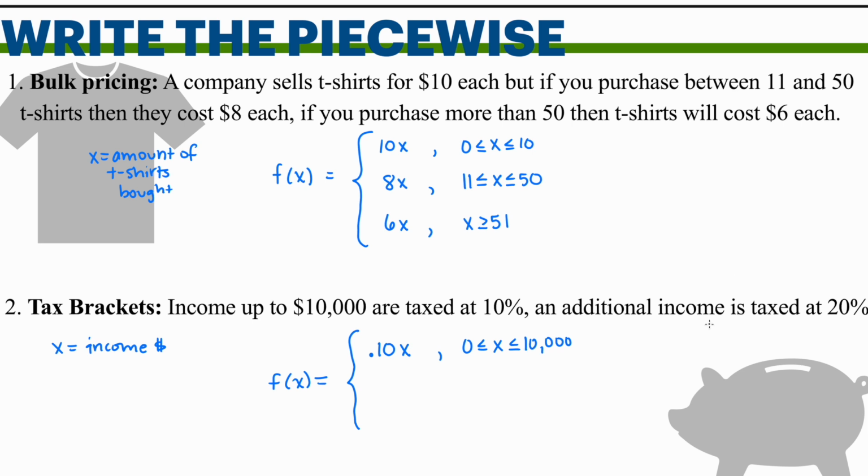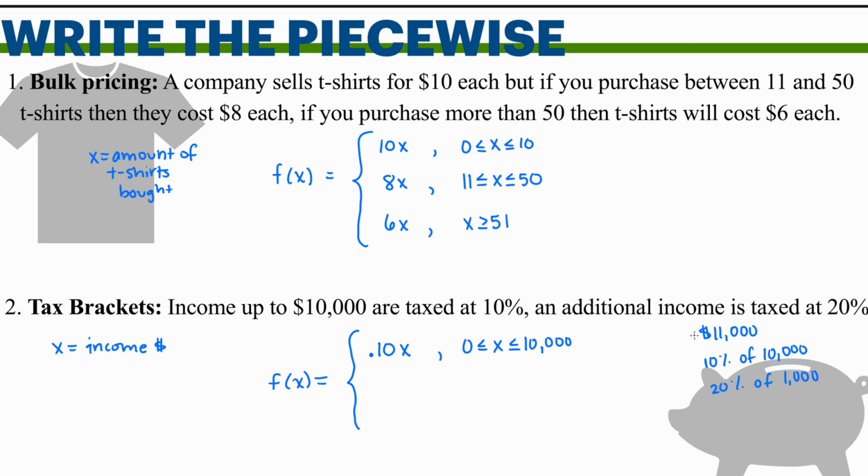Here's where it gets a little bit different. Let's say that it's $11,000. You actually aren't taxed 20% of the full amount. You're taxed 10% of the first $10,000, and then you're taxed 20% of what's left. So if you have $11,000, you're going to be taxed 20% of just $1,000, if that makes sense.